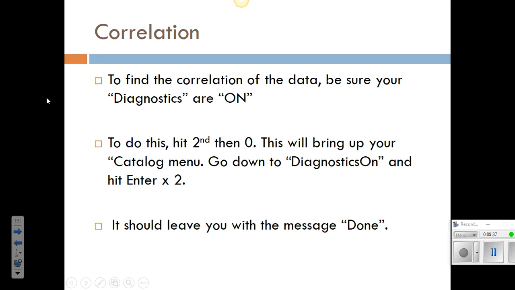Zach, question? Is this one of those things that, if you just leave it on, it won't have any effect? It will have no effect other than giving you extra information. Okay. It's not like converting your calculator to degrees and radians and messing up your trig stuff.